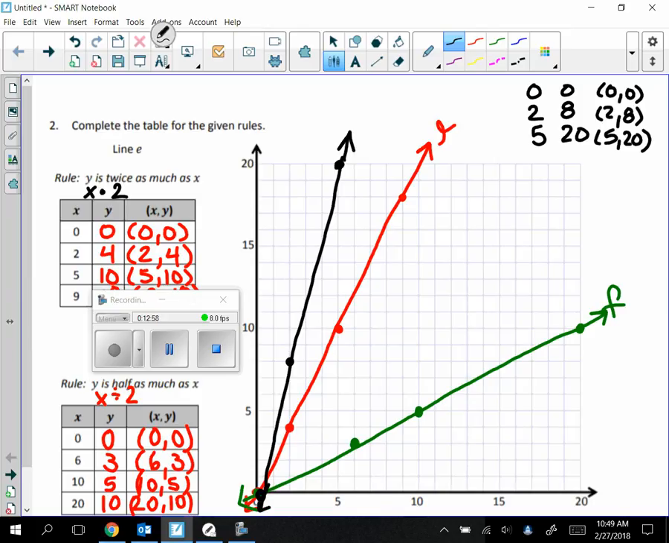So there would be line G. And so was your prediction correct? Yes. Because this one was 2 times as much. This was half of that. This is 4 times as much. Yes, ma'am. Like closer to straight up? I can see that. Okay.